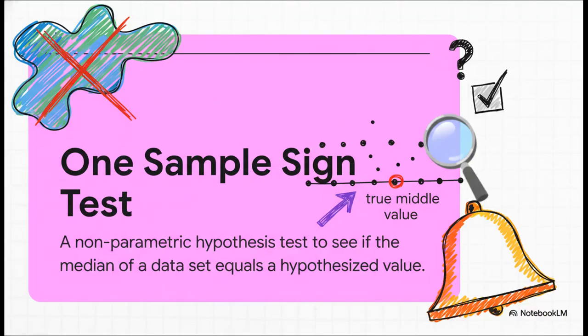So, the official definition calls it a non-parametric test. All that fancy term means is that this test is built for the real world. It doesn't need your data to be perfect, like a neat little bell curve. Its one job, its only job, is to check if the median, that's the true middle number in your data, is what someone claims it is.